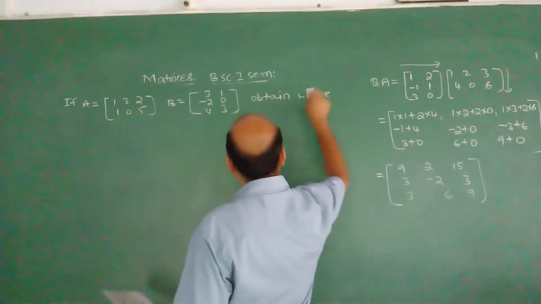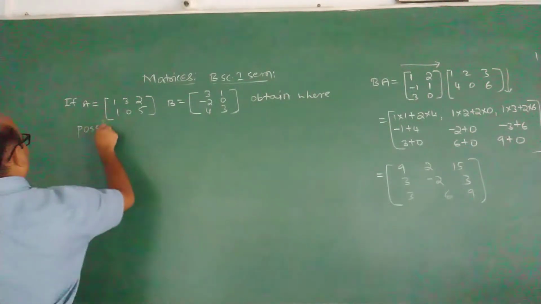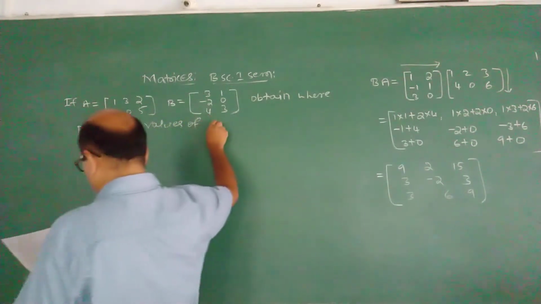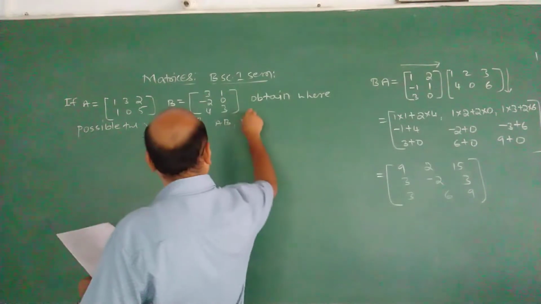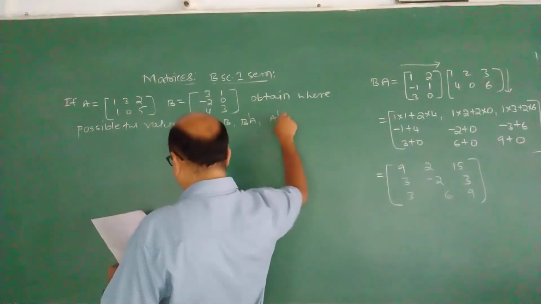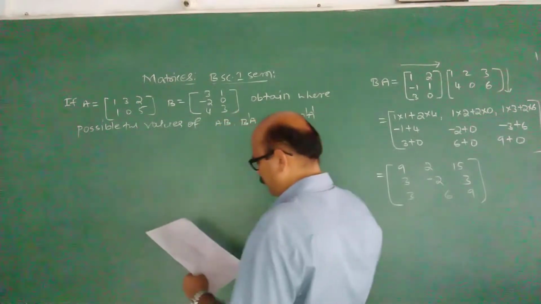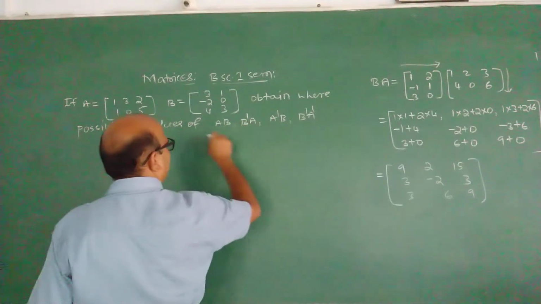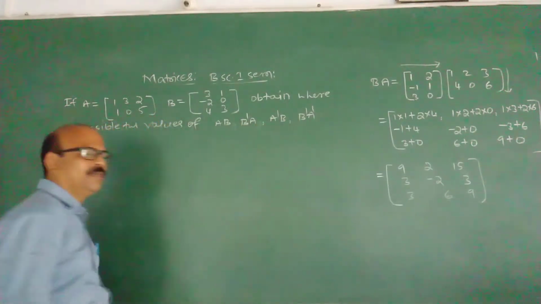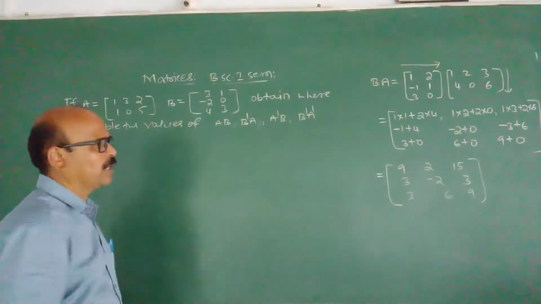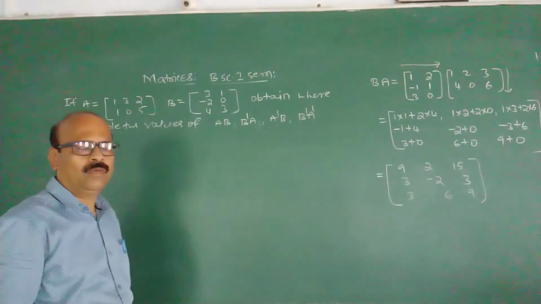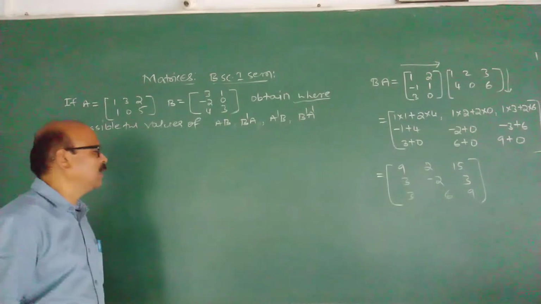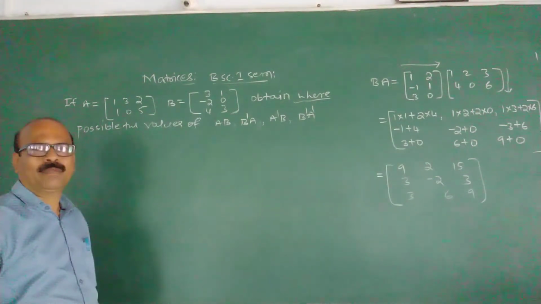obtain, where possible, the values of AB, B dash A, A dash B, B dash A dash. Now I have used one more notation here, B dash, and all these you can easily find out because you know the product of two matrices. Try to work out that one. Here the problem is obtain where possible. Sometimes the product may not be possible.